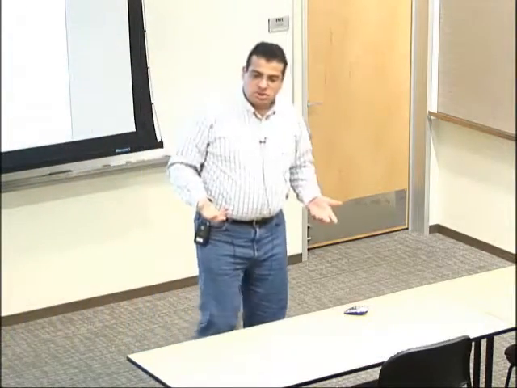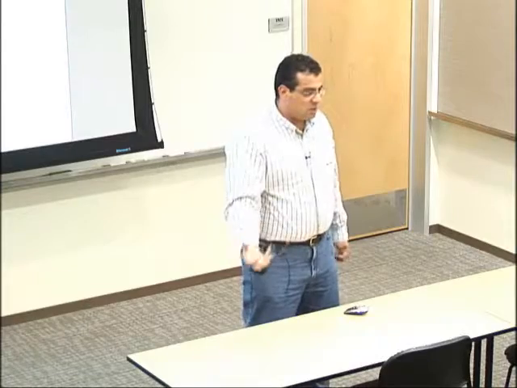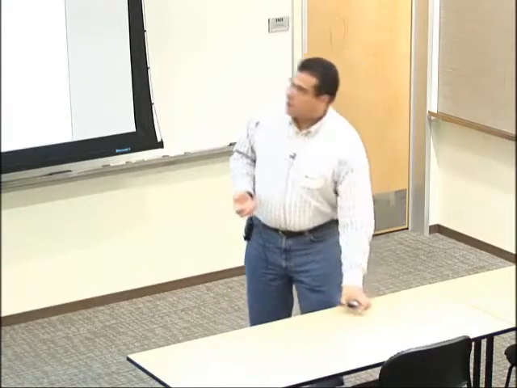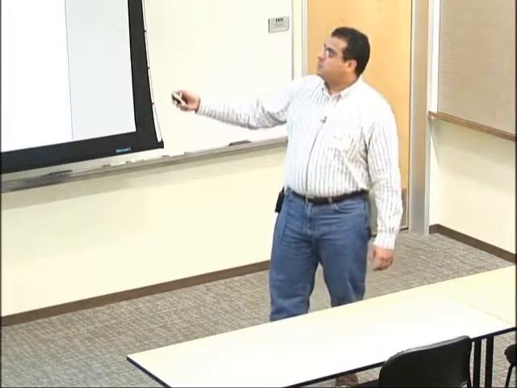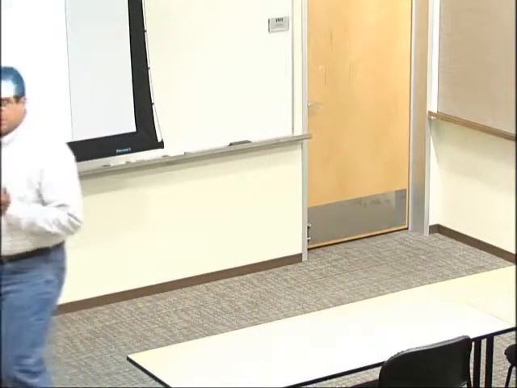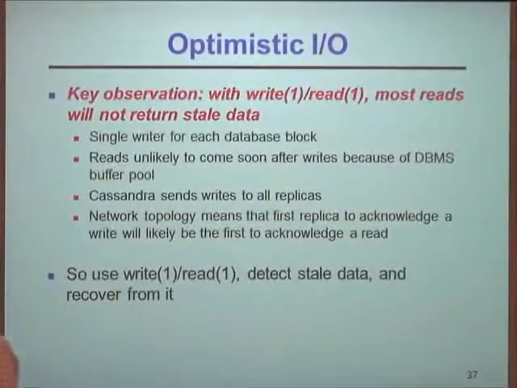because of network topology, the first Cassandra node to acknowledge a write is likely to be the same one node to acknowledge a read. So because of all of these reasons, if we use write one and read one, most of the time we will not see stale data. But there is a likelihood of seeing stale data. So what should we do?